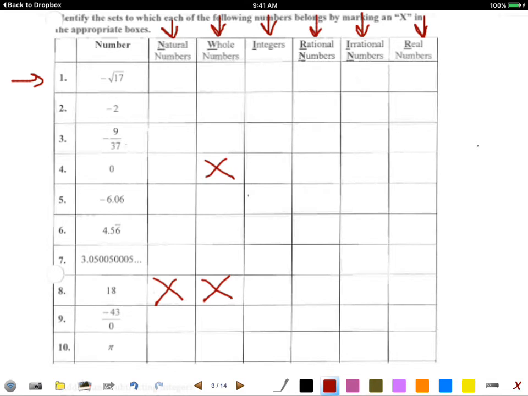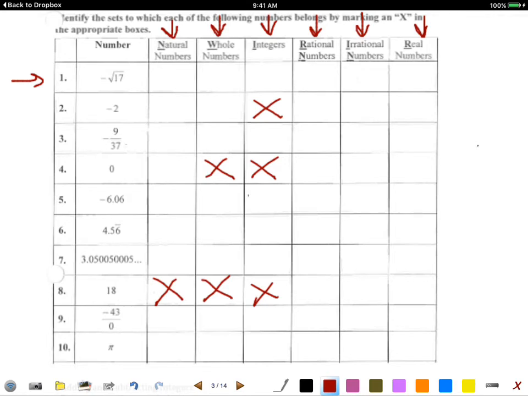Okay, integers. Is number 1 an integer? No. What about 2? Yes, so we're going to put a mark for integer there. What about 3? No. 4? Yes. 0 is an integer. 5? Yes. Decimals are not integers. Oh, wait, that's rational numbers. Correct. That's rational, but it's not an integer. 6. Is that an integer? No. 7? 8? Yes. 9? No. 10? No.